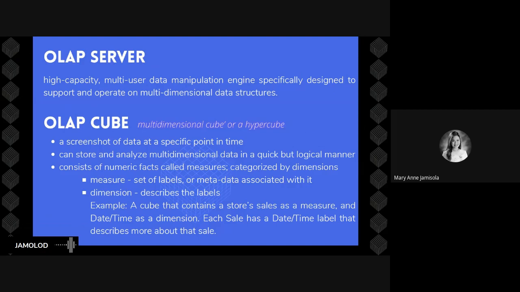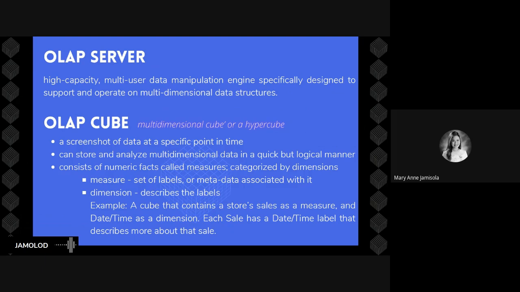So an OLAP server is a high capacity multi-user data manipulation engine specifically designed to support and operate on multidimensional data structures. Of course, we know that for every computer system, we have a server. So if we are using OLAP, then we have an OLAP server. Then we have the OLAP cube. The OLAP cube is a multi-dimensional cube or a hypercube.